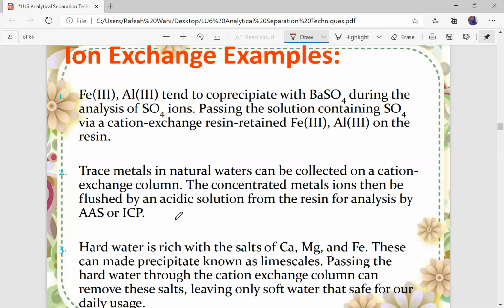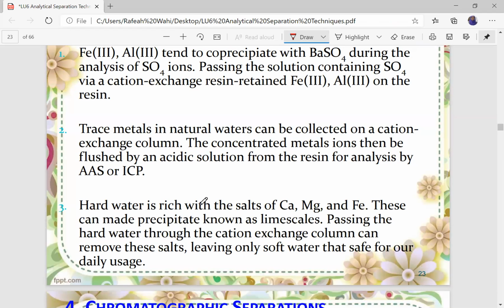Another example is that we have trace metals in natural water. We can collect them on a cation exchange column, and then the concentrated metal ions can be flushed out from the cation exchange column by acidic solution from the resin for analysis. Then hard water, just now I mentioned the application of ion exchange to remove hardness from water.